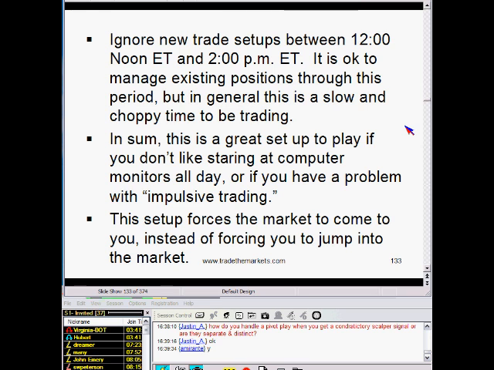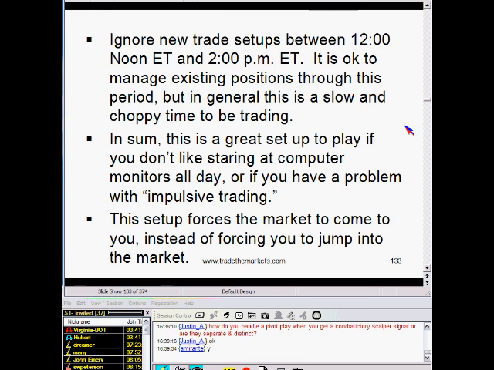The other key situation, what we just talked about, is you want to ignore new trade setups between 12 noon and 2 o'clock Eastern. This is the doldrums, this is the dead time. The best thing to do during these situations is to do no trading, or there's one trade I will take during the doldrums, and that's called a 5-minute squeeze, and that's something that we're going to talk about tomorrow. That's the only trade I will take during the doldrums on the stock indexes.